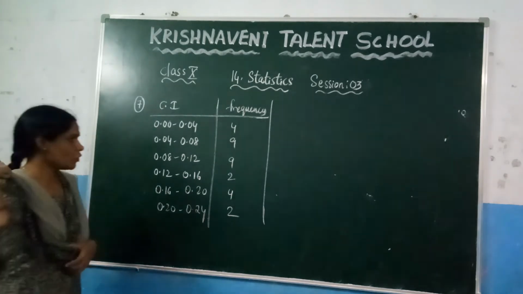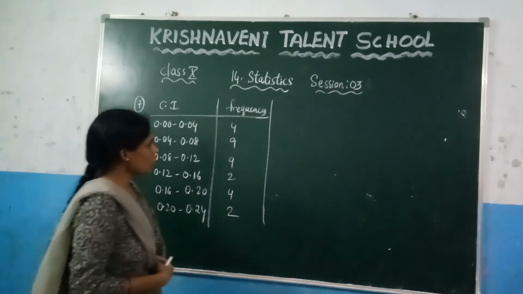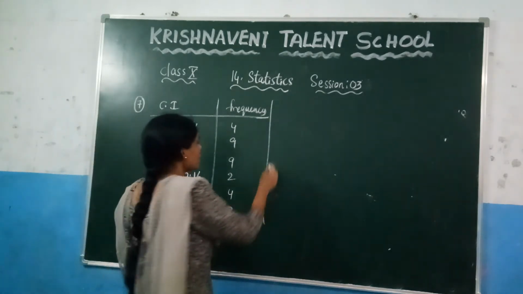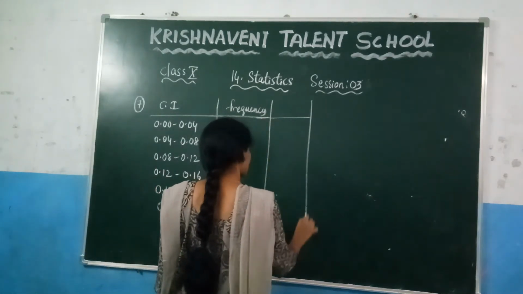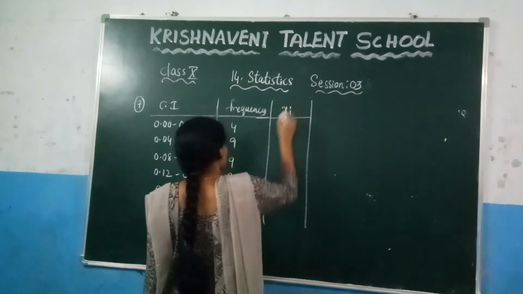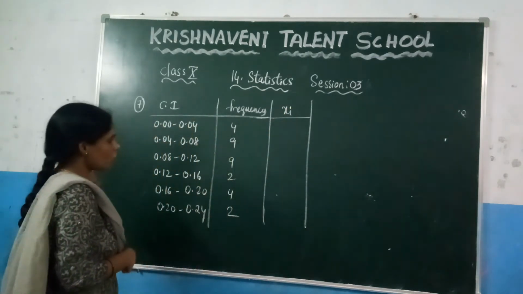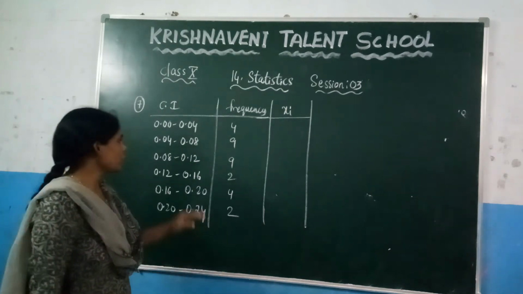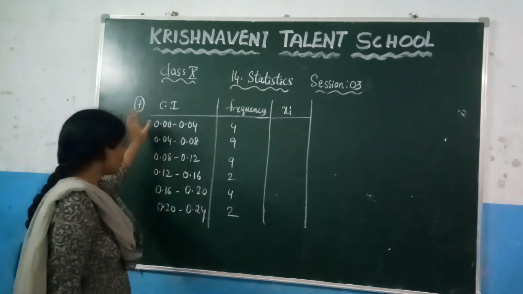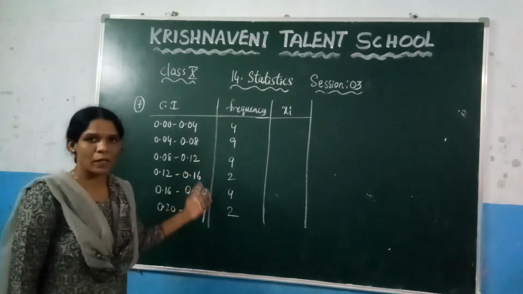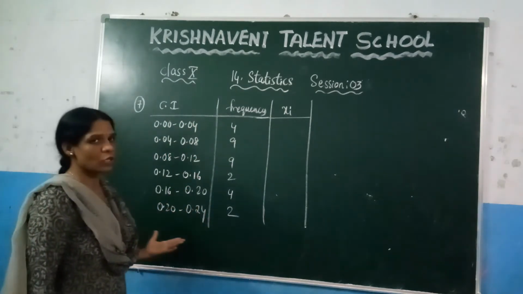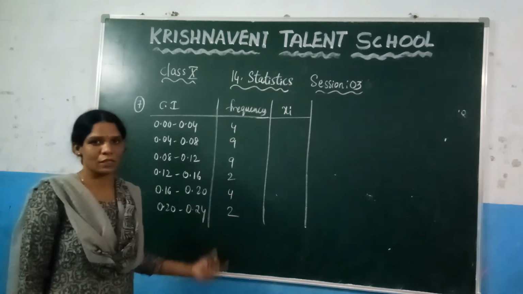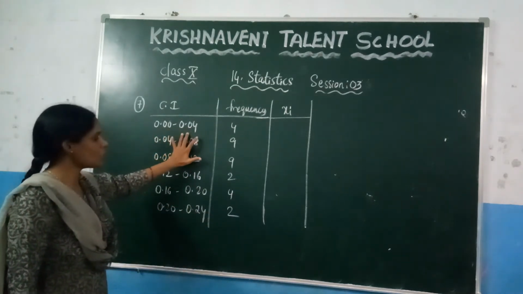So here, if you want to find the value of the mean, what is our next column? You just need to write the class mark, which is denoted by xi. Now, if you want to write the class mark, what do we need to do? You need to take the lower limit plus upper limit by 2. We have discussed this in the previous problem also, which is nothing but writing the middle term here.